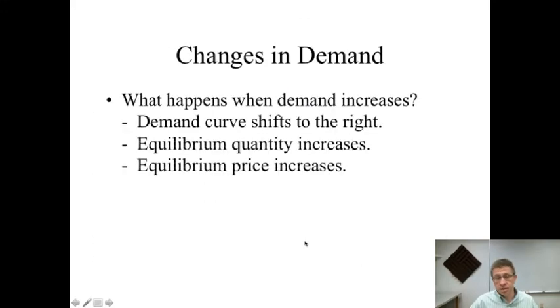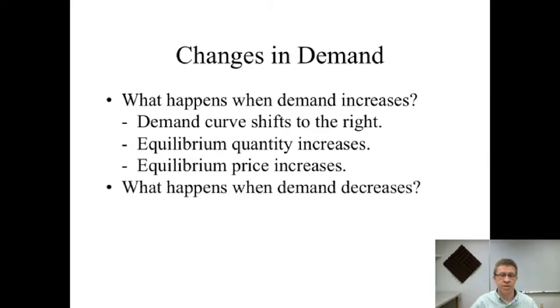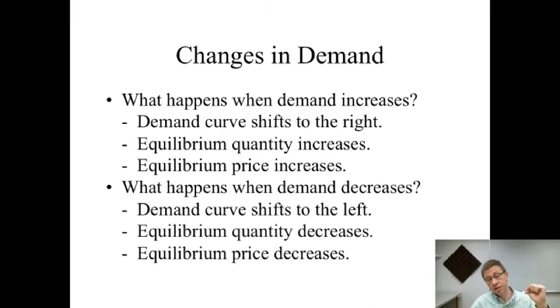So when demand increases, the curve shifts to the right. Equilibrium quantity increases, and equilibrium price also increases. When demand decreases, we see the opposite. The demand curve shifts over to the left. Quantity is going to be cut back. Price is also lower.